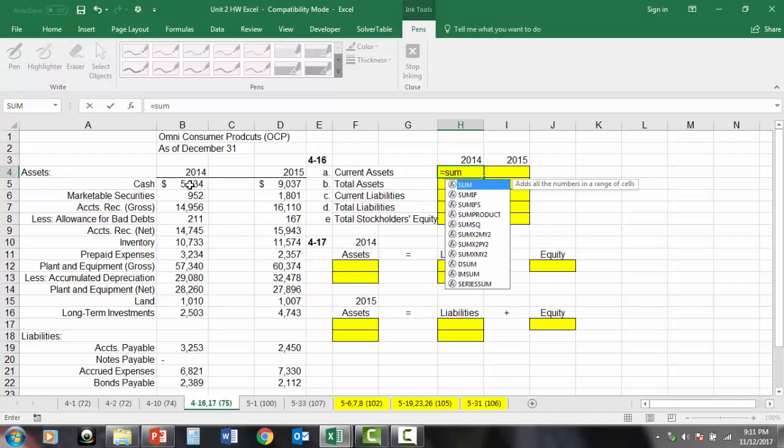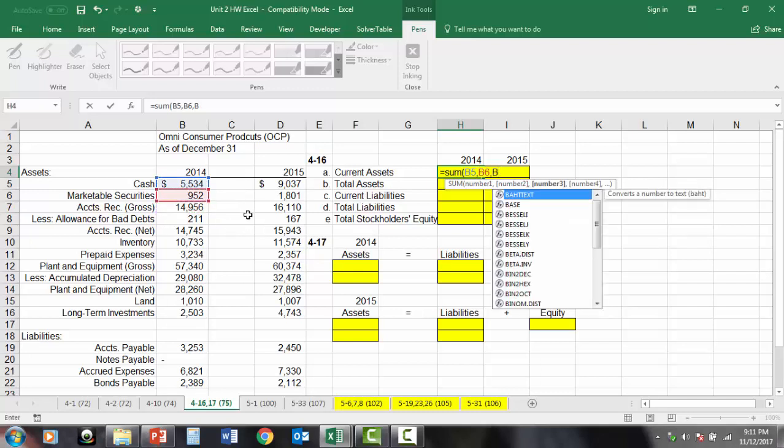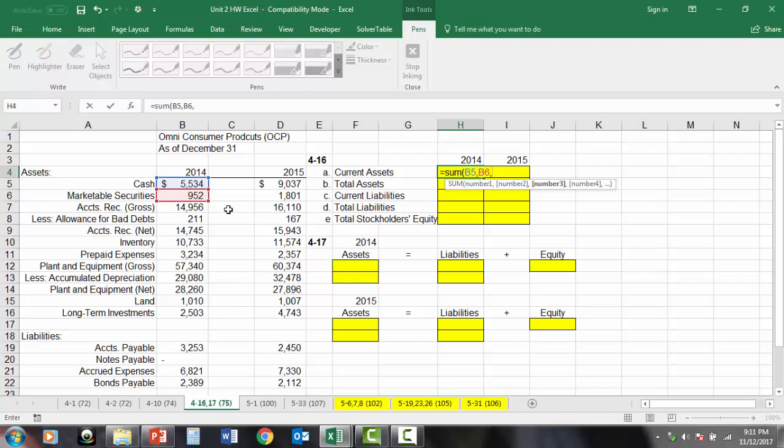I'm going to do this as a sum. Cash, marketable securities, accounts receivable, and let's make that a net accounts receivable because we have the allowance for bad debt, so we're subtracting the allowance for bad debts from accounts receivable to get a net accounts receivable. So let's see, are there any other current assets? Yes, inventory, prepaid expenses. So that looks like it for the current assets. It's going to work out to 35,198.